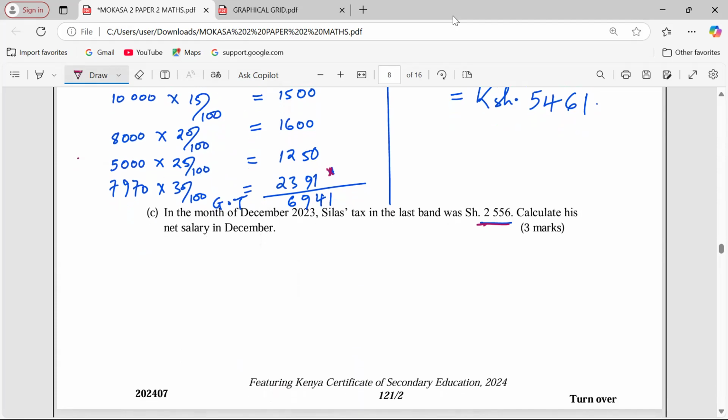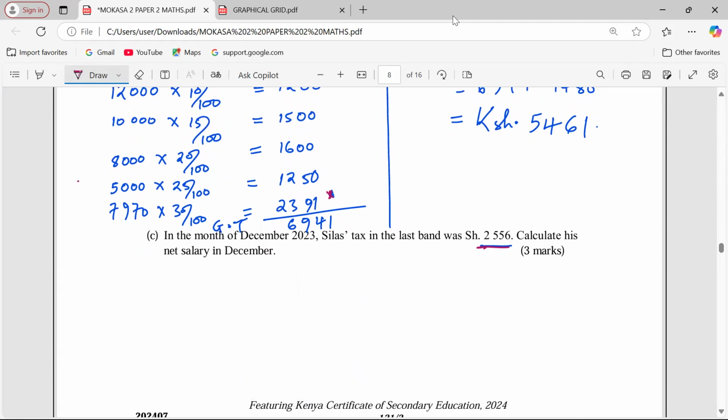So we're supposed to talk about the new taxable income. What is the new taxable income according to this gentleman? In the last band, there is a certain unknown amount, X, which is being taxed at the rate of 30% to give us 25.56. So X shall be: we take 25.56 and multiply by 100 over 30. This is giving us 85.20.